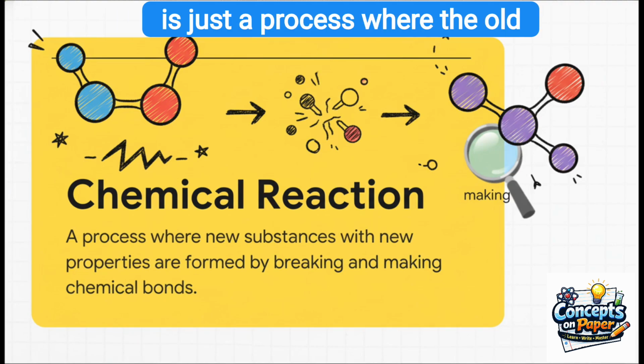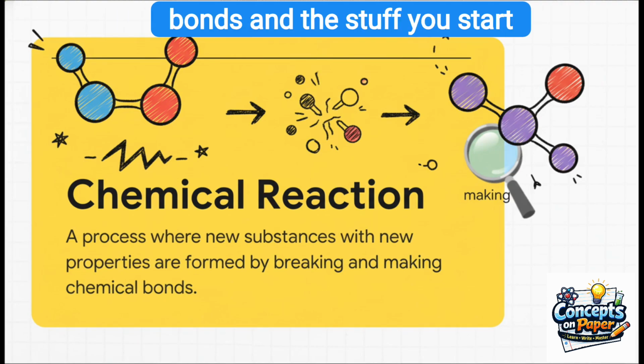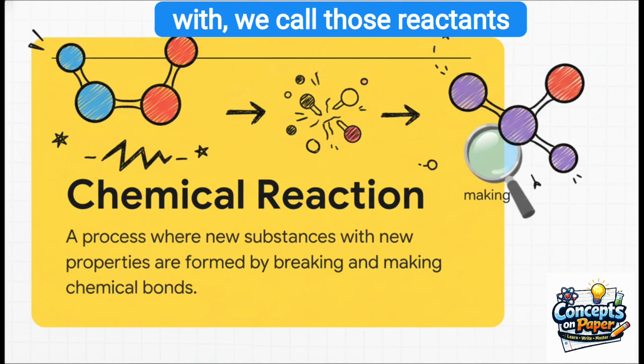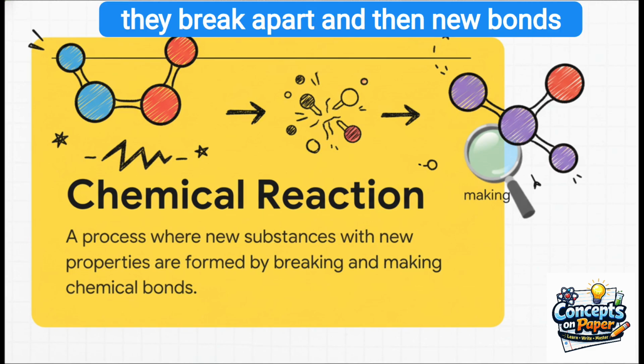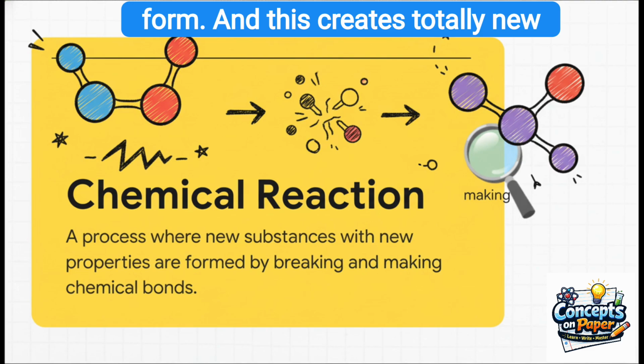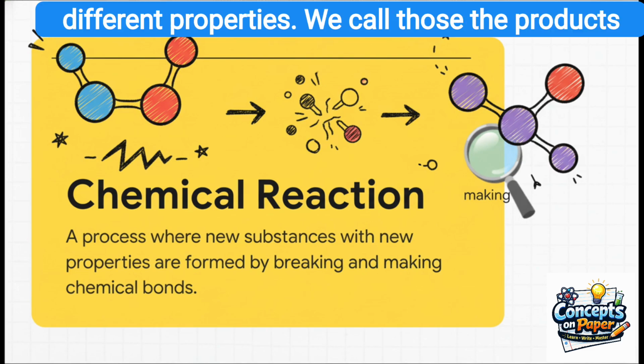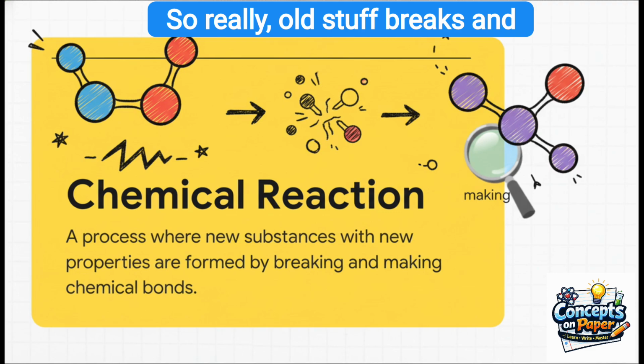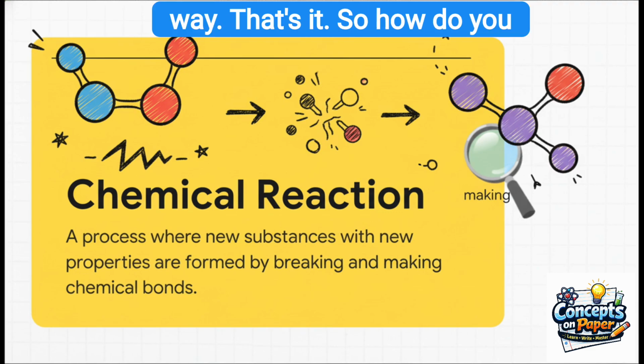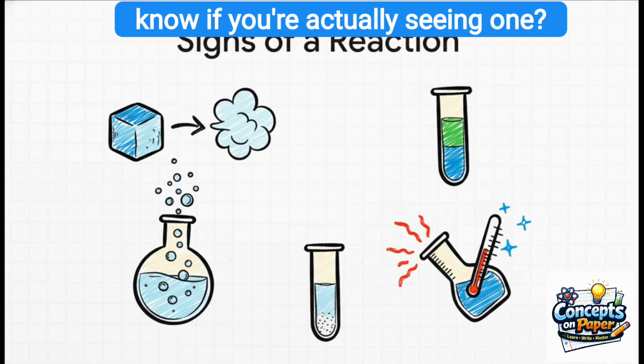A chemical reaction is just a process where the old bonds and the stuff you start with, we call those reactants, break apart, and then new bonds form. And this creates totally new substances with completely different properties. We call those the products. So really, old stuff breaks and new stuff gets made. That's it. So how do you know if you're actually seeing one?